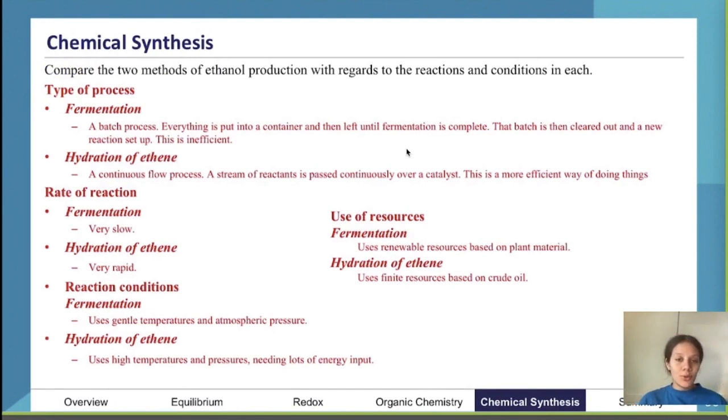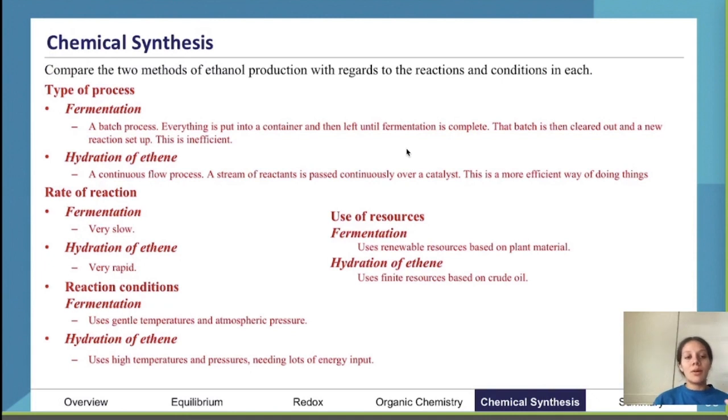So we have two main processes. The first one is fermentation. The second one is hydration of ethene. Fermentation is basically a batch process. What you do is you take your organic matter and leave it in a container until fermentation is complete. It's fairly inefficient though. Then hydration of ethene is where we take ethene, we hydrate it with water, and that turns it into our ethanol.